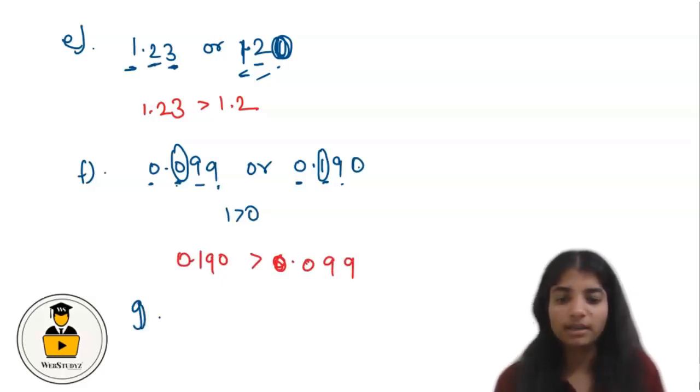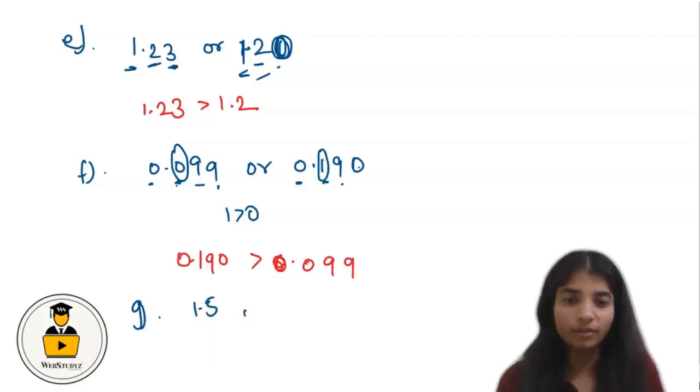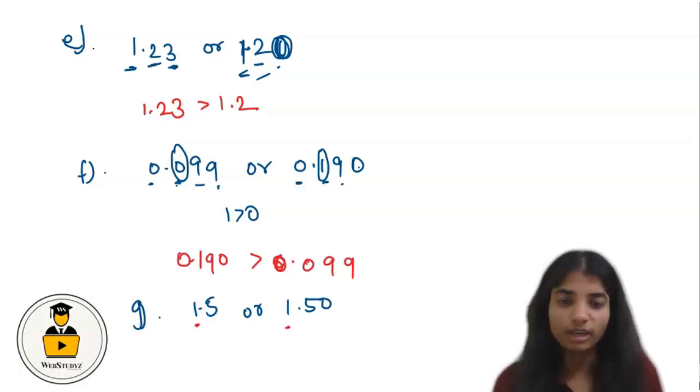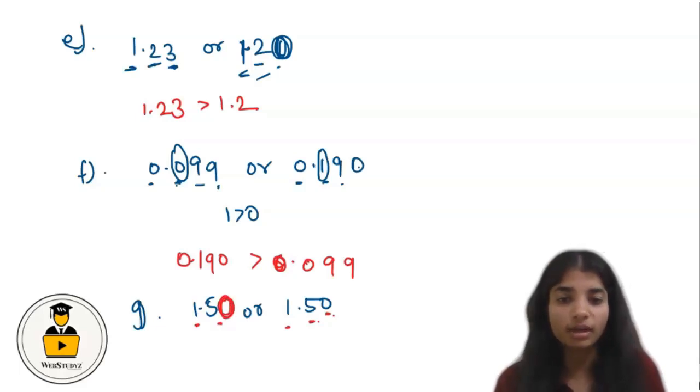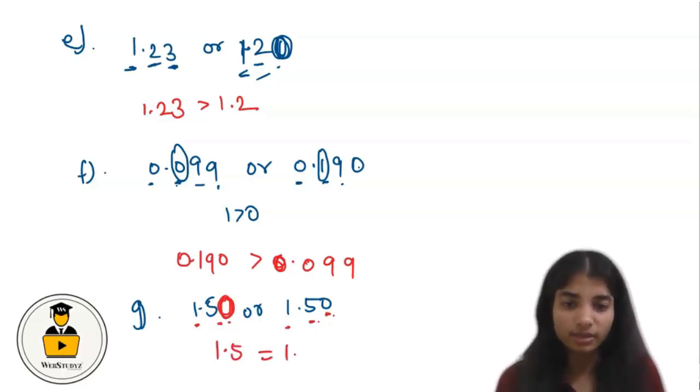So now we have part G, which is 1.5 or 1.50. Now here we are going to compare this. Look here, 1 is there before the decimal, 1 is also there before the decimal. So 1 and 1 are equal. Now after the decimal, it's 5 here and also 5, so 5 and 5 are equal. Now here is 0 and here is nothing. If after a decimal there is nothing after the digit, we can always assume that there is 0 after that. So 0 is here, 0 is here. So from here we can say that 1.5 is equal to 1.50. So this is the answer to part G.